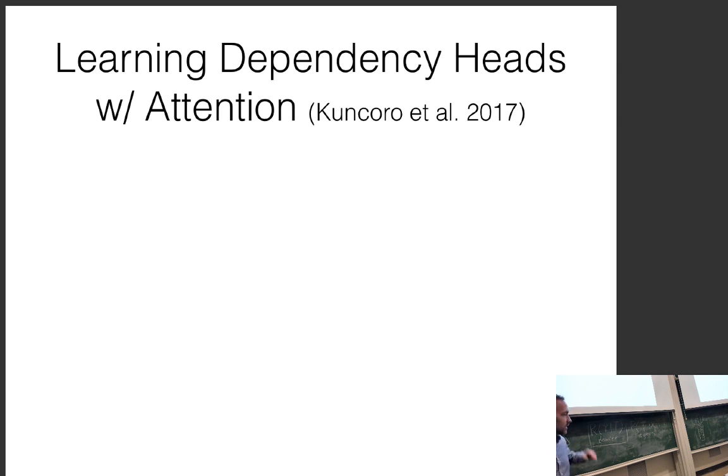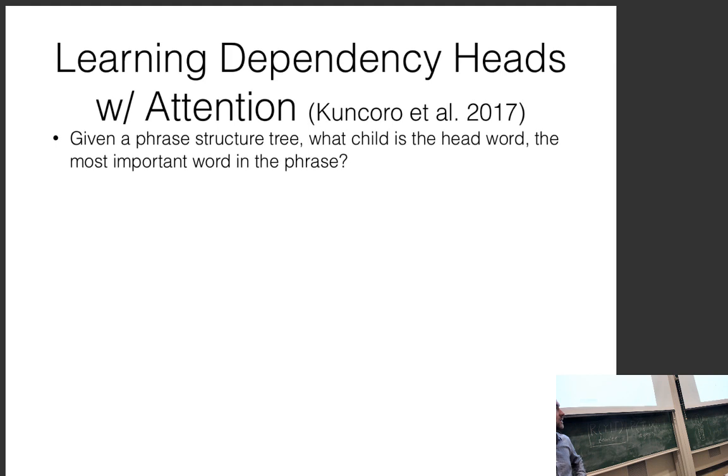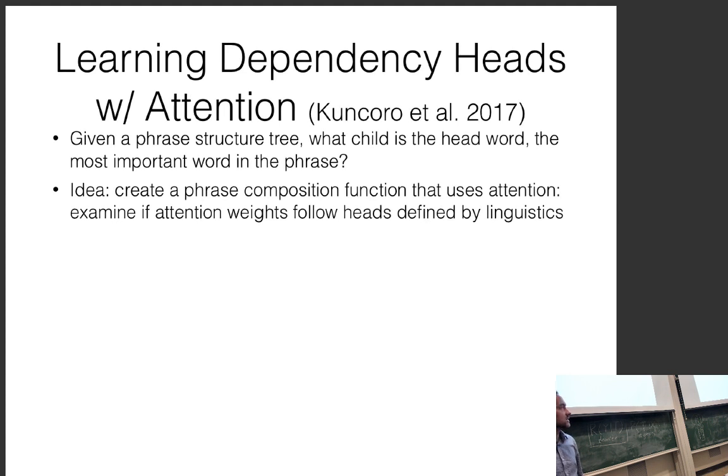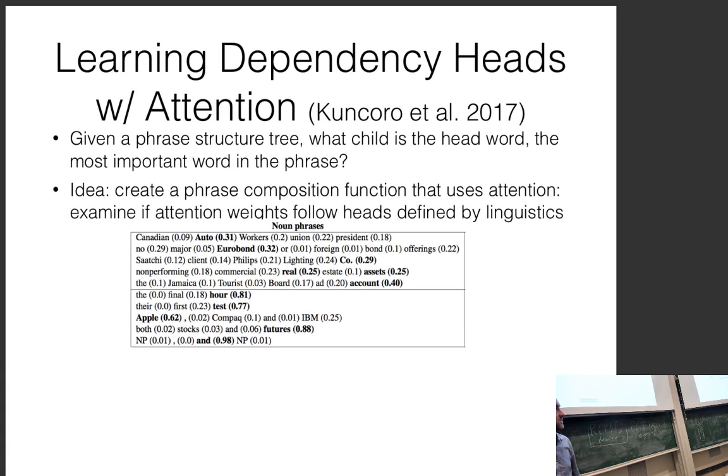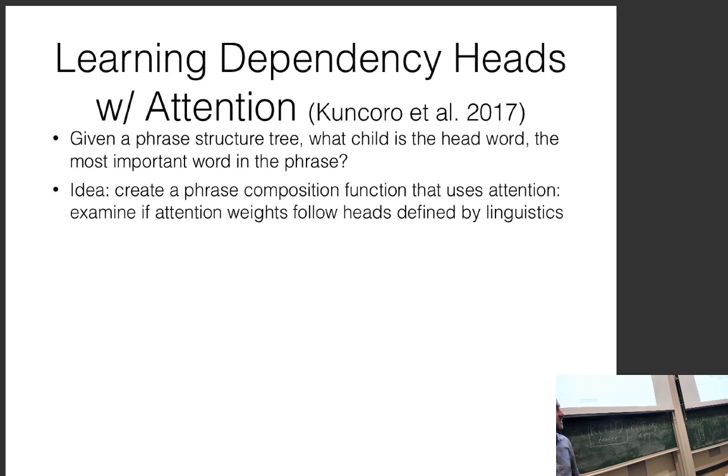So another example, which is an interesting general method as well as a specific example for dependency parsing, is work by Adi Kuncoro, who was here at the time. Given a phrase structure tree, we might want to know which child is the head word, or in other words, the most important word in the phrase. The idea is to create a phrase composition function that uses attention and examine if the attention weights follow the dependency heads as defined by linguists.